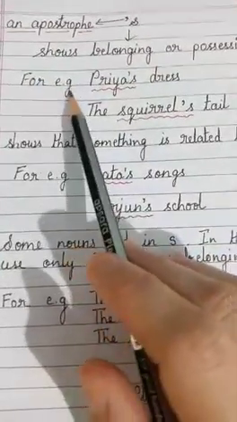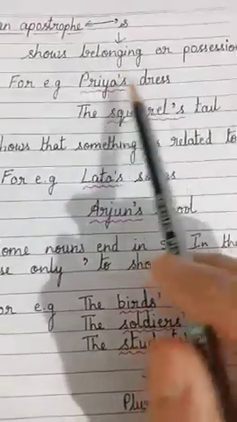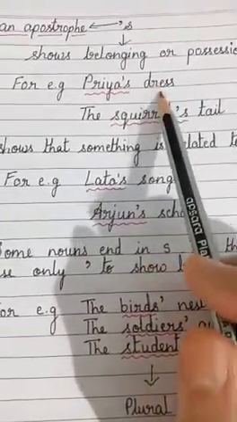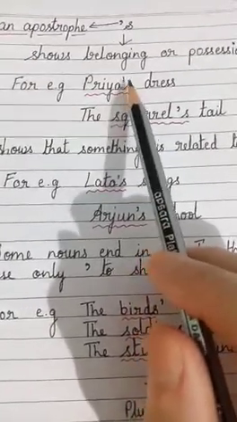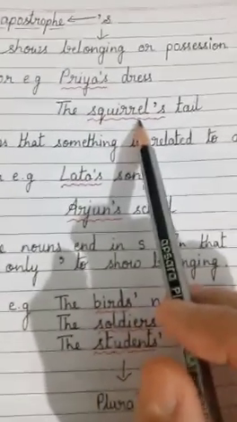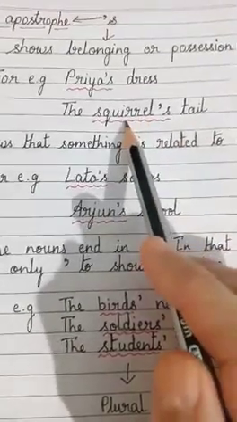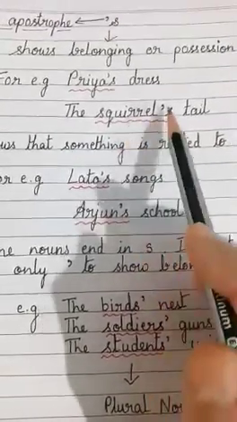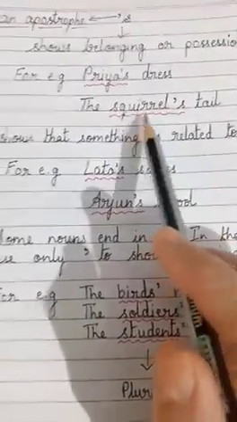Now for example, Priya's dress. So this means what? The dress belongs to Priya. So apostrophe S shows belonging. Next, the squirrel's tail. Now the tail belongs to the squirrel. So apostrophe S is showing the belonging.